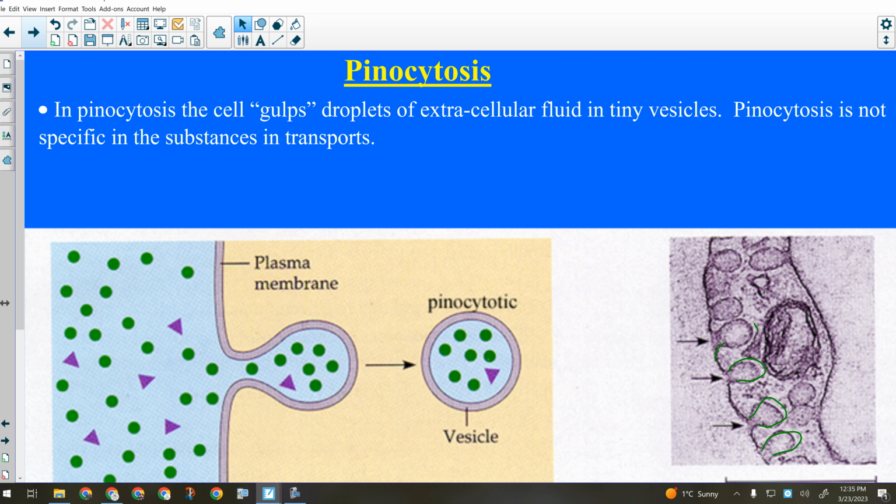Okay? It's exactly what you would do if you were really thirsty. You just pound water. Well, this is how a cell pounds water. Okay? That sort of makes sense? Right, but again, the mechanism is exactly the same. The membrane just folds in around it and envelops it.